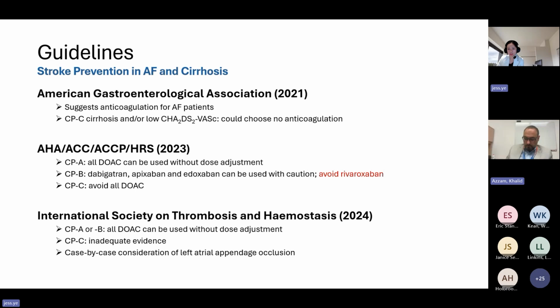Even AGA in Child-Pugh C didn't say not to anticoagulate. The ISTH definitely, I think for Child-Pugh C, there's just so little data in this advanced disease group that they concluded there's really inadequate evidence to make a suggestion for or against DOAC use. So you're right. Thank you, Jess.